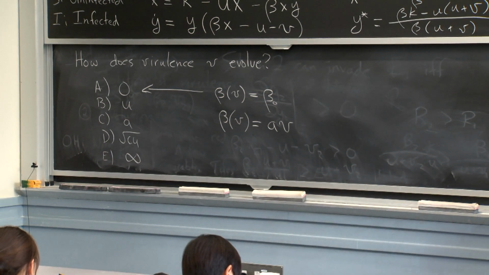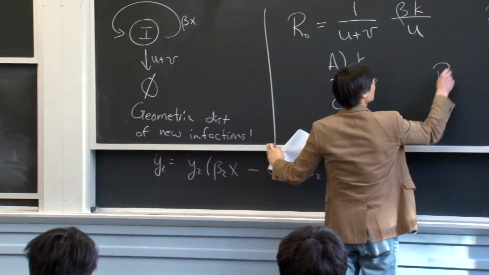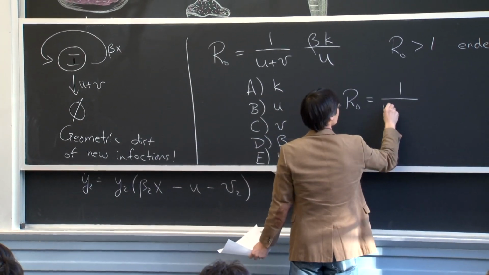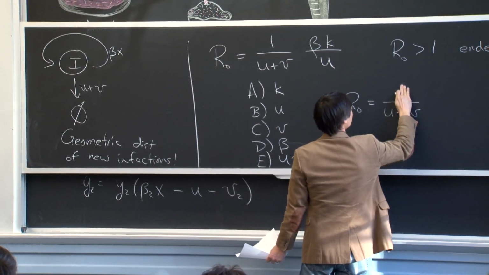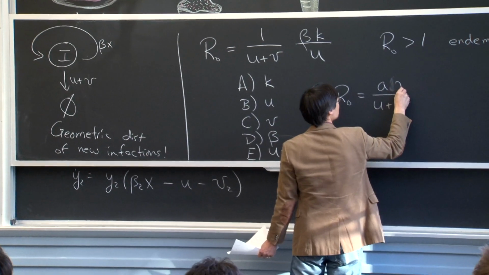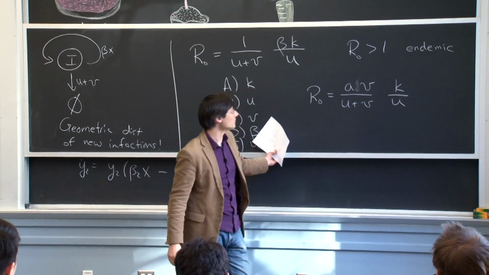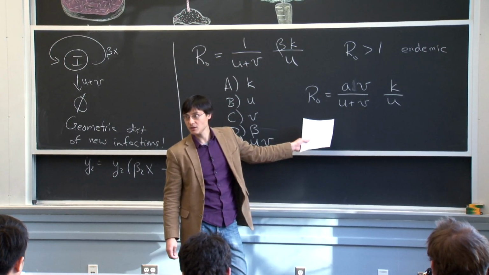Okay, I'm just going to write down the expression just because I think we can do it quickly. Right. So now the R naught is going to be given by, we're going to be thinking about a 1 over U plus V down here. But beta, now we're going to put beta here. This is A times V, and then a K over U. Right? So if we plot this as a function of V, what does it look like?